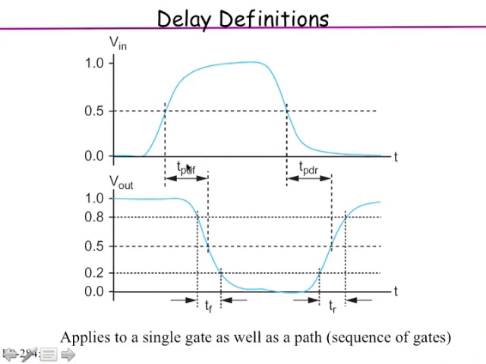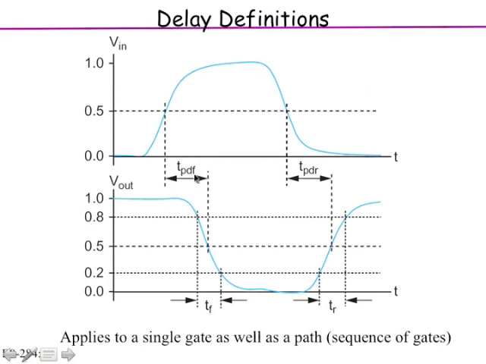So the propagation delay is measured as the time between the 50% points, the time when the input reaches the 50% point and the time at which the output reaches the 50% point. The time difference between the two is considered to be the propagation delay. This could be the result of a single gate or maybe a path which consists of a sequence of gates. So 50% to 50%. That is the delay.